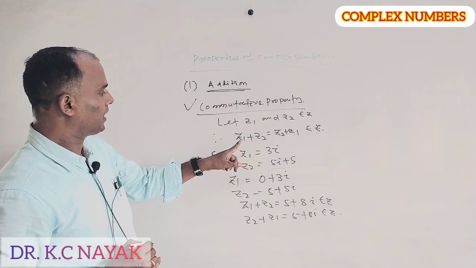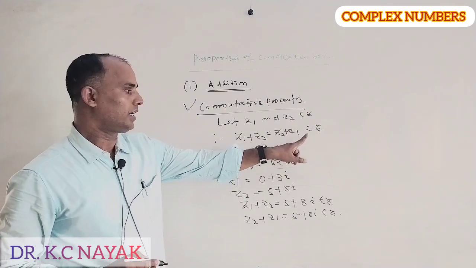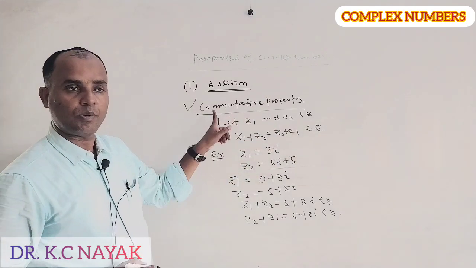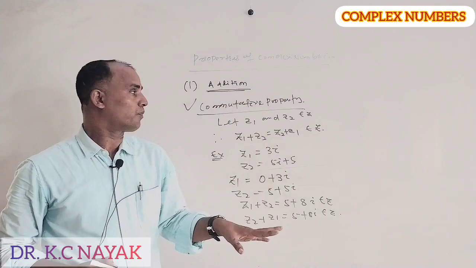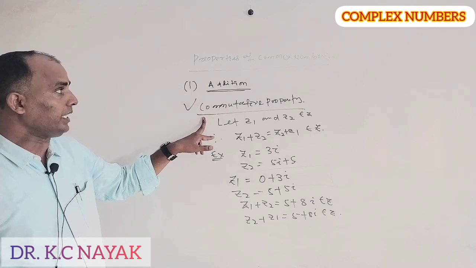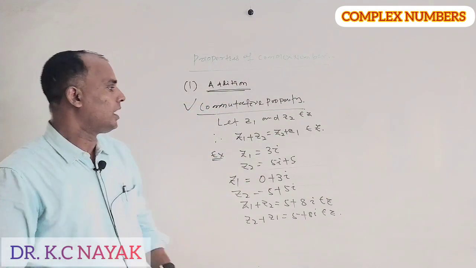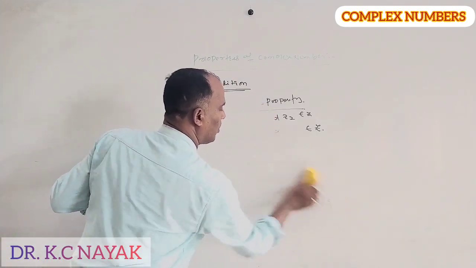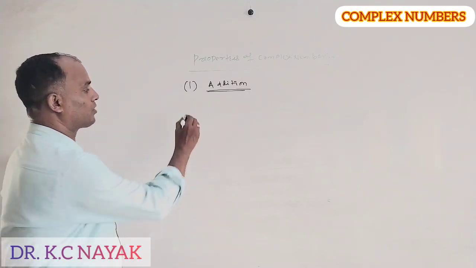Here we show that Z1 plus Z2 is equal to Z2 plus Z1, which belongs to Z. That is the commutative property, or commutative law, in the case of addition. This is one more property of complex numbers. Another law is the associative law. What is the associative law?